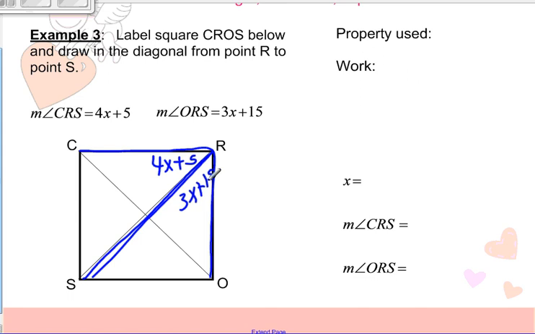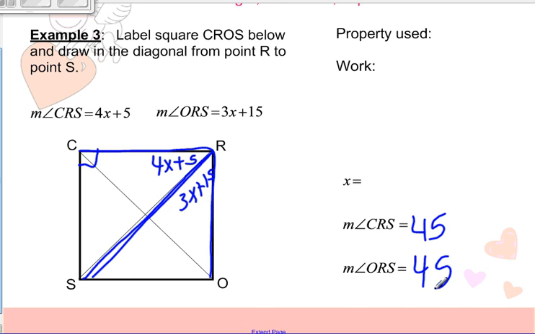We know that squares have right angles in all of the corners, okay? And we know that the diagonals bisect. So we know that each of those pieces should be equal to 45. So we could solve it that way. We also know that when they bisect, they're bisecting those angles, so they would be equal to one another. And that's the property that I'm going to use here to solve for x. But we already know what the measure of CRS and ORS should be because this is a square. They should be 45 degrees. So we're going to check that theory here.